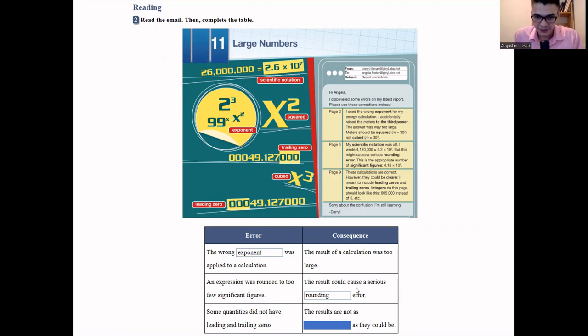For the last row, some quantities did not have leading and trailing zeros. And the results are not as clear as they could be. So depending on what you're dealing with, sometimes they require you to use leading and trailing zeros just to have a more clear answer. So those are important for that, okay? Now we're moving on to the next section.